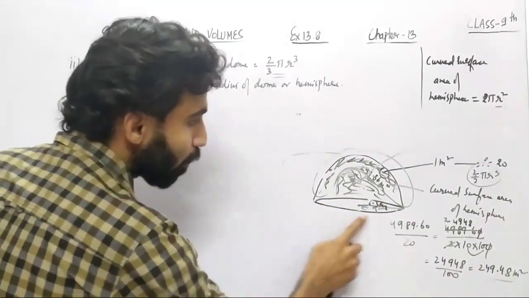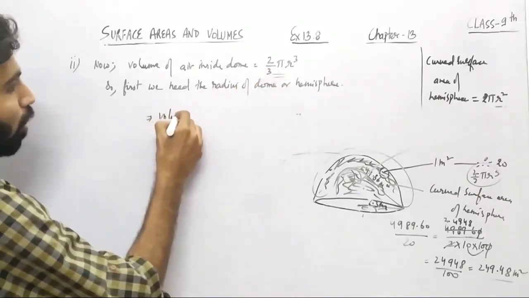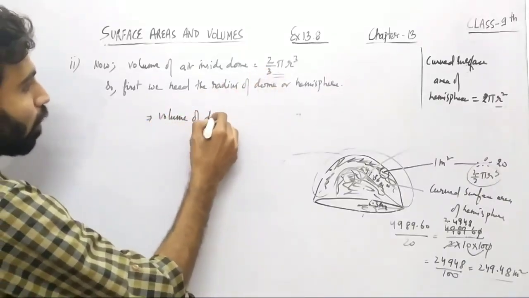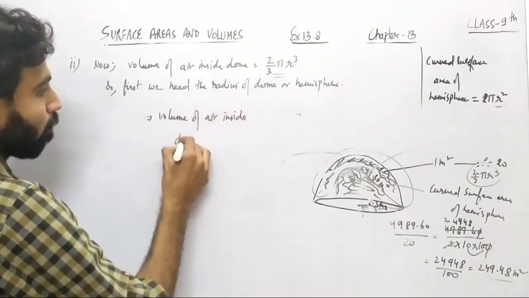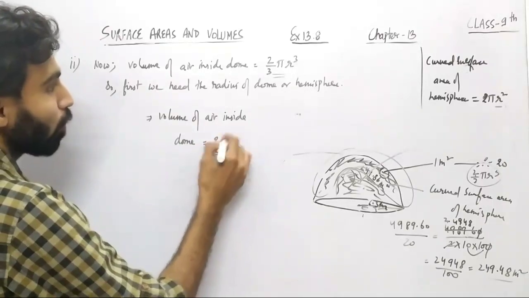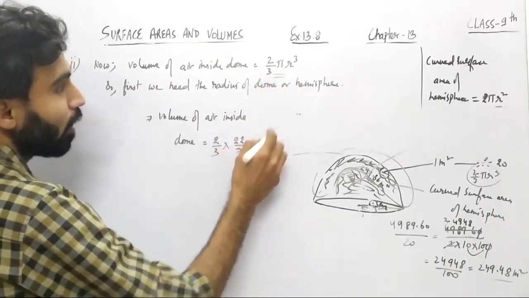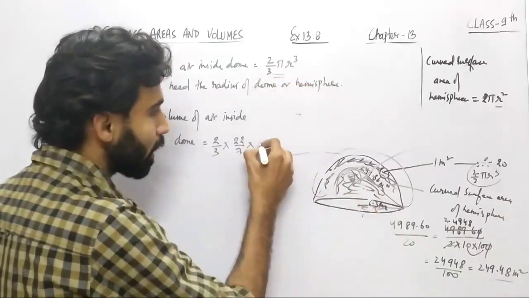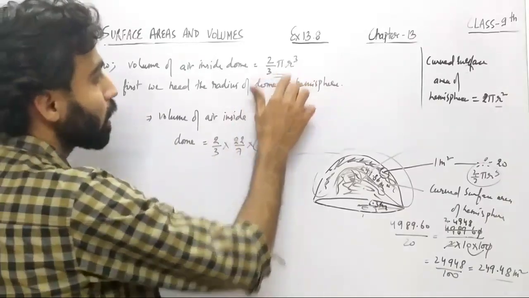So you can see 6.3 meters is the radius. So let me now find out the volume here, right? So volume of air inside dome. That will be 2 upon 3 into pi. The value of pi is 22 upon 7, into the radius you just calculated, that is 6.3 cube, right? So I put the radius value as 6.3.